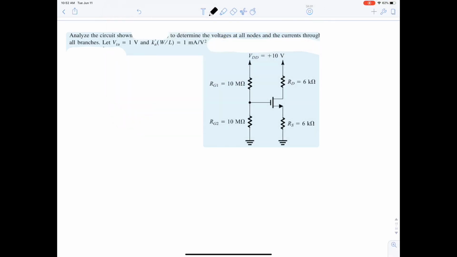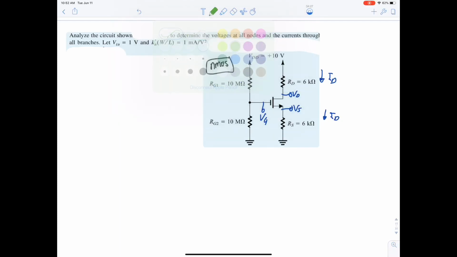Now we need to find all voltages and currents. So this is NMOS. Okay, this is VS, VD, ID, and this is VG. Now, how can we find VG? VG is simple. We need to do Thevenin here. Actually, not Thevenin, voltage division will do. There's no need to find R Thevenin. I will tell you why. Now, let's do voltage division.